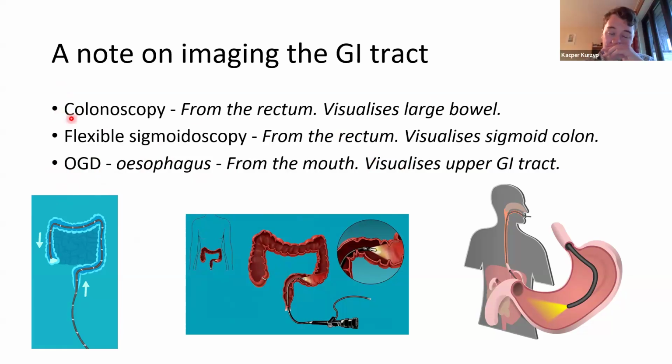We have the colonoscopy. We go through the rectum, through the entirety of the large bowel, and ideally into the terminal ileum as well. And this is gold standard for colon cancer diagnosis. Now, we also have the flexi-sig. We go through the rectum, and we only visualize the sigmoid colon. Now, this is more helpful in acute conditions, as it has a lower chance of inducing a perforation.